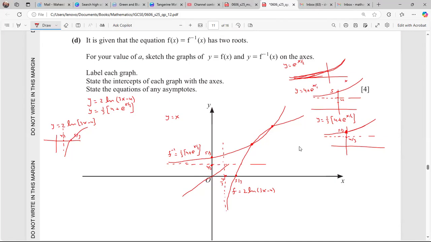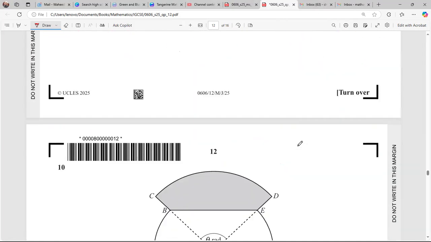Yes, we showed this 5 by 3, this is 5 by 3, and then the equation of an asymptote. This asymptote has an equation y equal to 4 by 3, and this asymptote has an equation x equal to 4 by 3. So these are the two asymptotes. I hope it's clear.